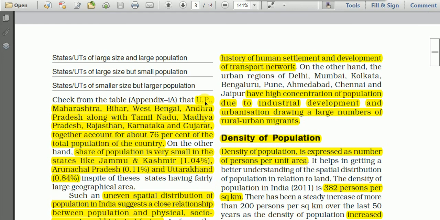UP, that is Uttar Pradesh, then Maharashtra, Bihar, West Bengal, Andhra Pradesh, along with Tamil Nadu, Madhya Pradesh, Rajasthan, Karnataka, and Gujarat put together account for about 76% of the total population of the country.